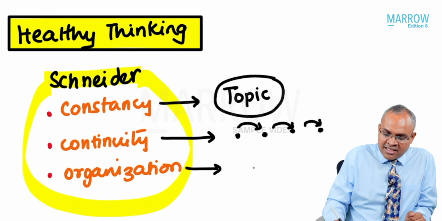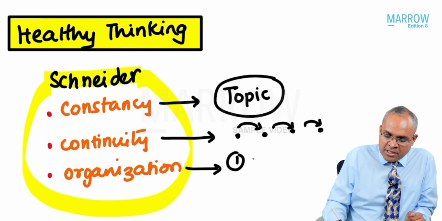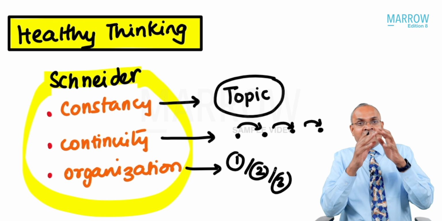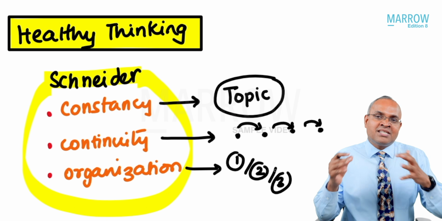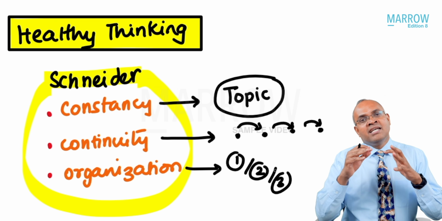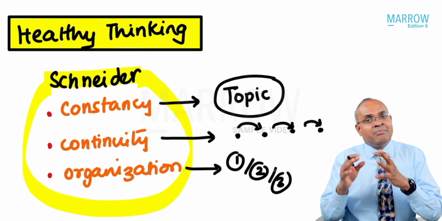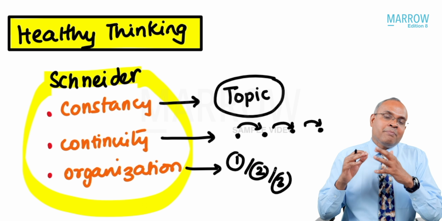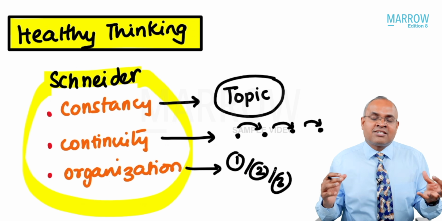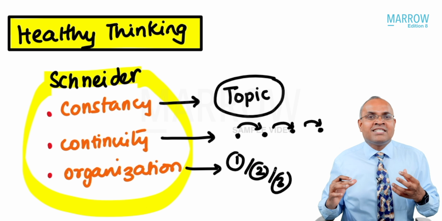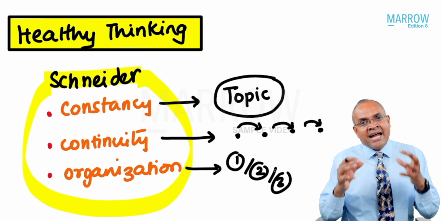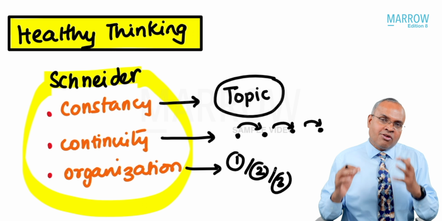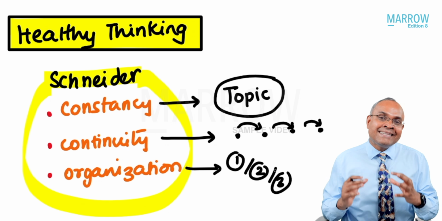What is organization? You're able to organize the information in priority 1, 2, 3. You are giving an introduction paragraph, then you're talking about etiology, then pathogenesis, then clinical features, then investigations, treatment. Last line you will write, patients will die. So that is called the ability to organize the information. Sticking to the topic, continuity, and organization: constancy, continuity, and organization are components of healthy thinking.